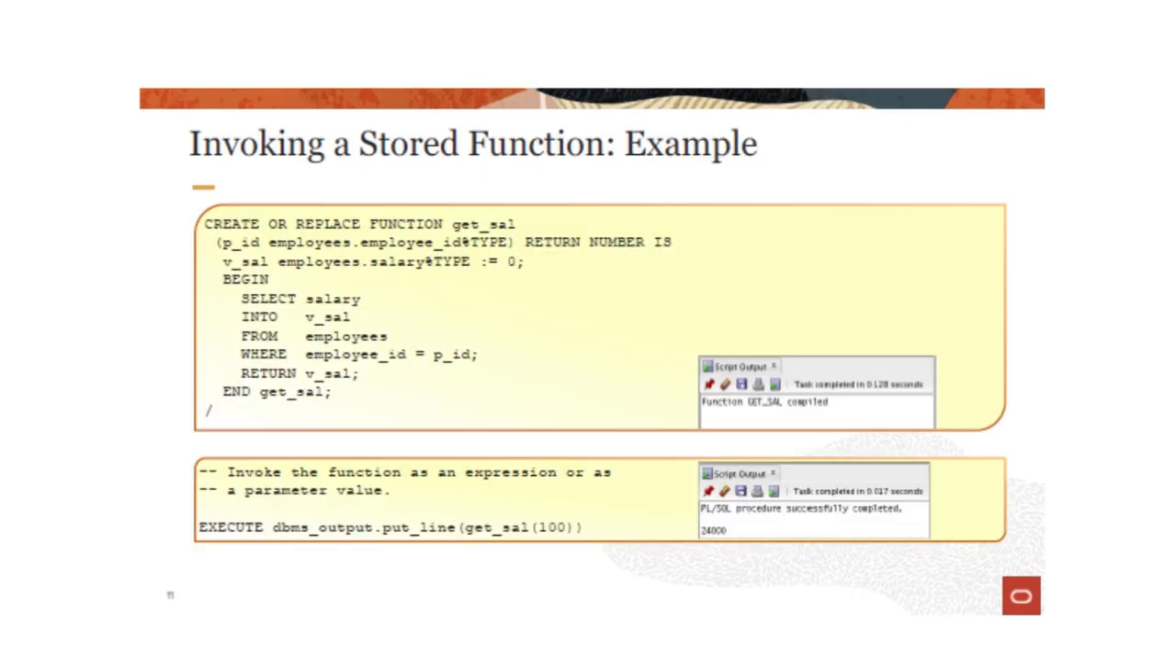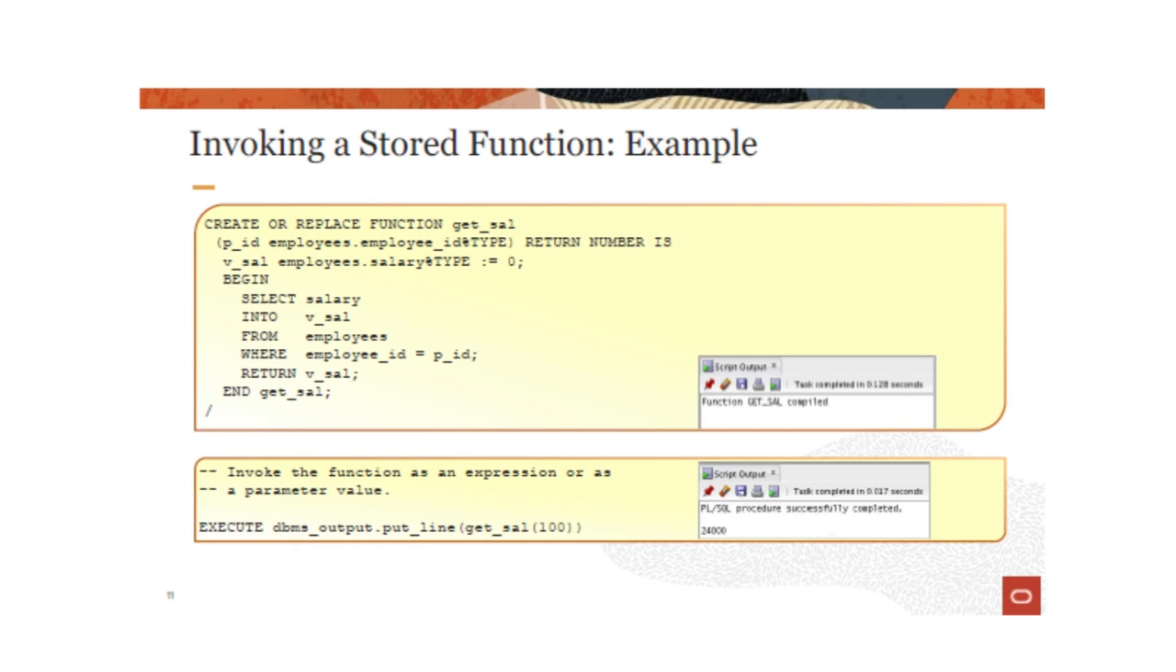You create a get_sal function to retrieve the value of the salary of an employee. The code in the first code box creates the function. When the function is successfully compiled, you see the response, function get_sal compiled, as shown in the slide. The function has one input parameter and returns a number value. It accepts the employee_id and retrieves the salary of the employee with the given employee_id.